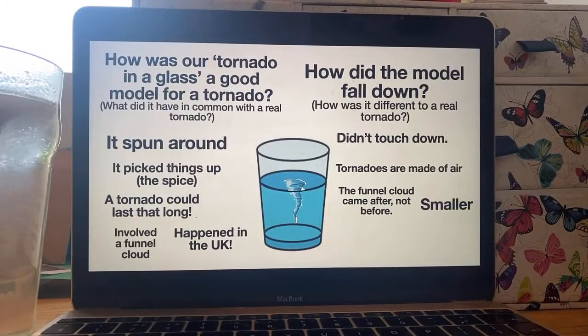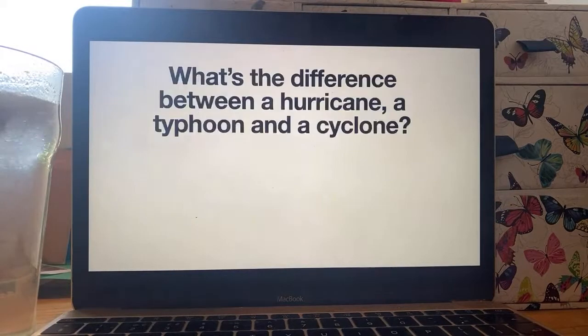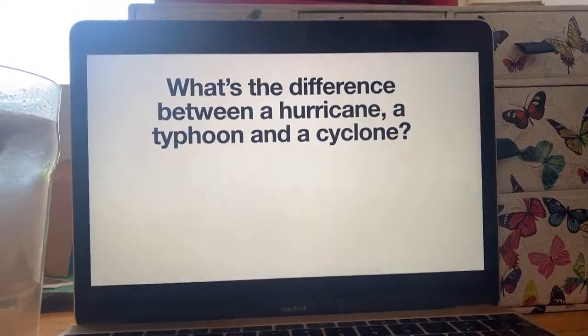It's a lot smaller than a real tornado, and there were no differences in temperature involved, people were saying. So a real tornado, quite often it's caused by differences in pressure or temperature.